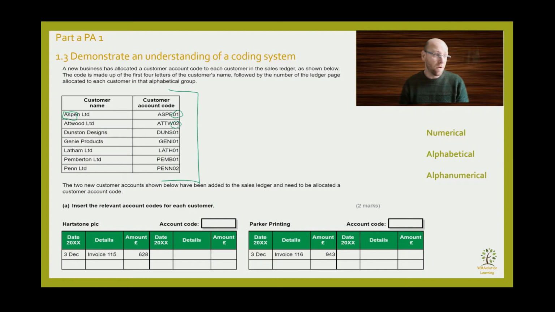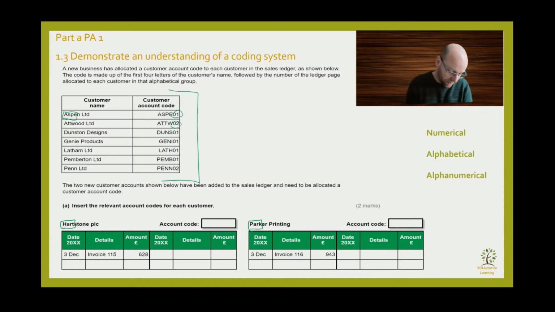Now in this task, we're looking at alphanumerical because we can see it's made up of both alphabetical and numerical data. It says here in the task, the 2 new customer accounts shown below have been added to the sales ledger and need to be allocated a customer account code. So remember, it's going to be the first 4 letters of their name, and then the number will be whatever page they're on in the ledger. So let's take a look at Hearthstone PLC.